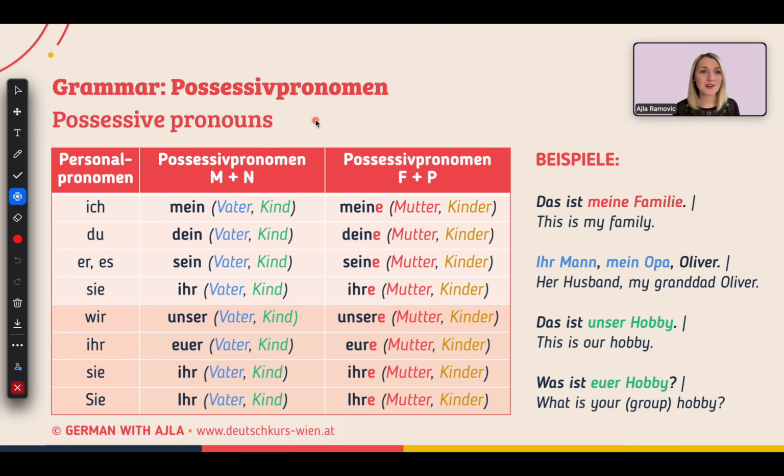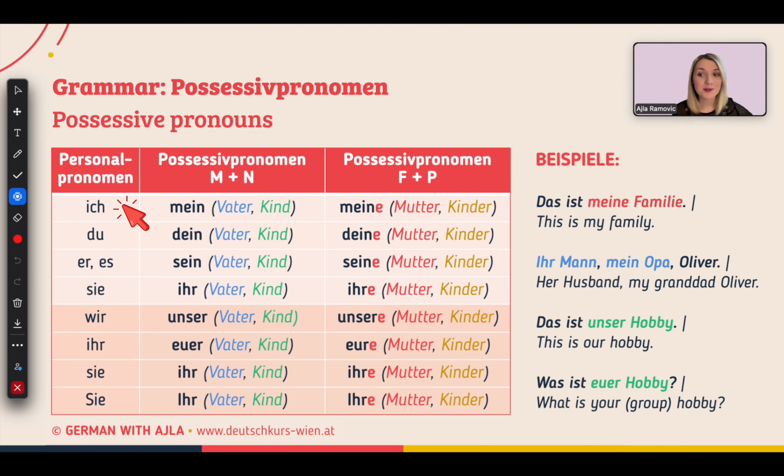When trying to learn the possessive pronouns, first of all, we have to repeat the personal pronouns. Be careful, don't mix them up, possessive and personal pronouns. Personal pronouns are usually the first pronouns that you learn in your German course, and we use them for conjugating, for changing verbs. So let's take a quick look at them.